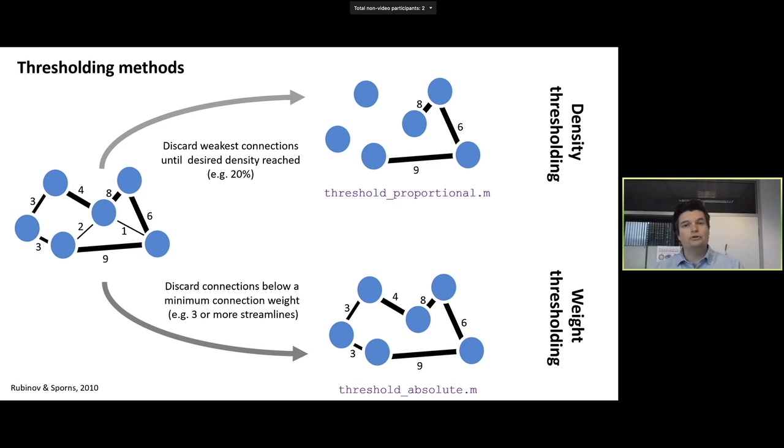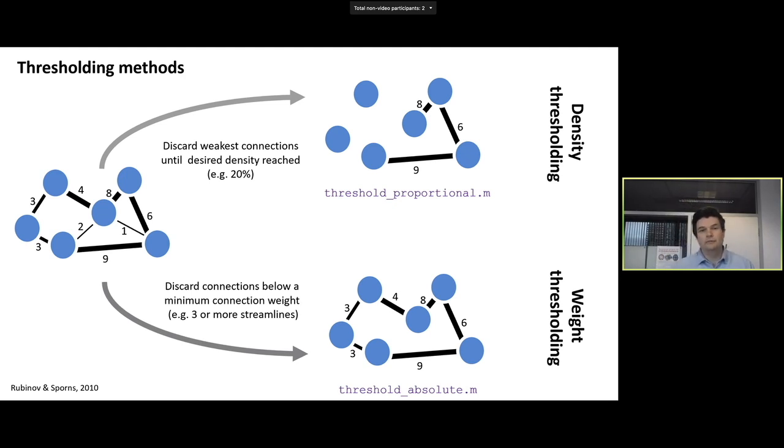There are two broad classes of thresholding methods. The one that I've shown here up on the top, which is referred to as density thresholding, is where we prescribe a desired connection density, in this case 20%, and we remove the weakest connections until we achieve our desired connection density. And this is achieved with the brain connectivity toolbox function called threshold proportional.